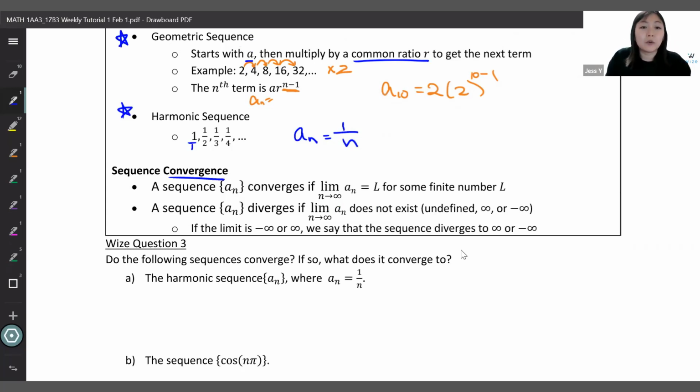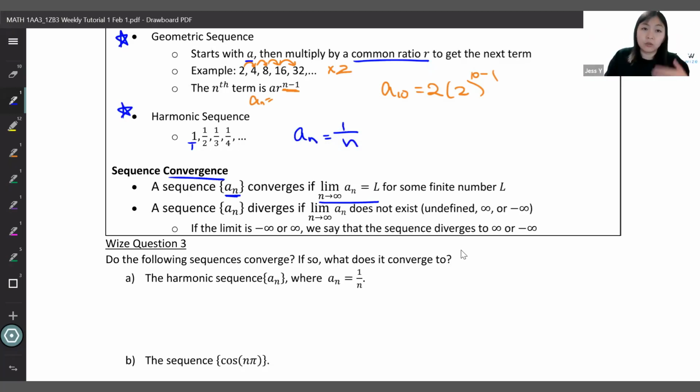So what happens is that if you have a sequence of numbers, an, it converges if the limit as n goes to infinity of each of the terms equals L for some finite number L. So in plain English, what this means is you have this list of numbers. If the numbers get really, really close to some number L, then we say that the sequence converges.